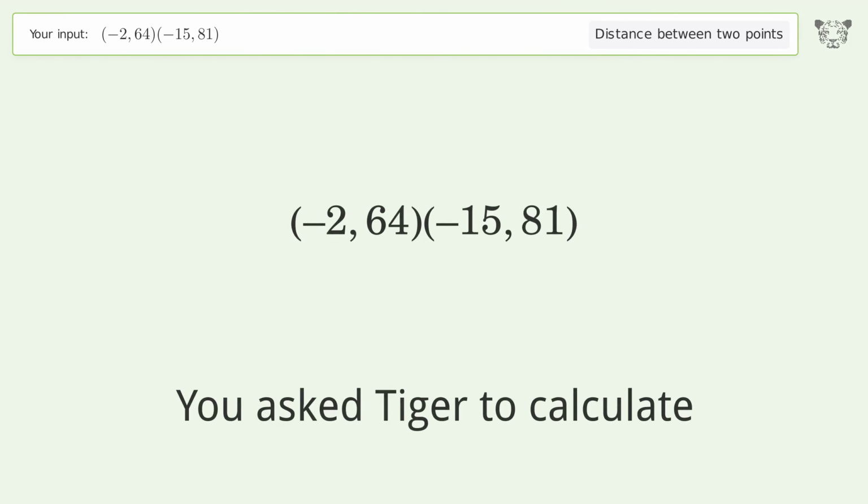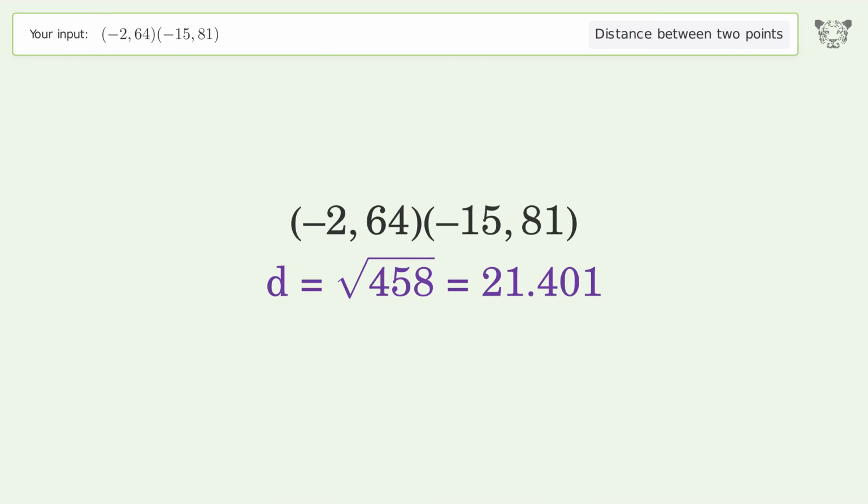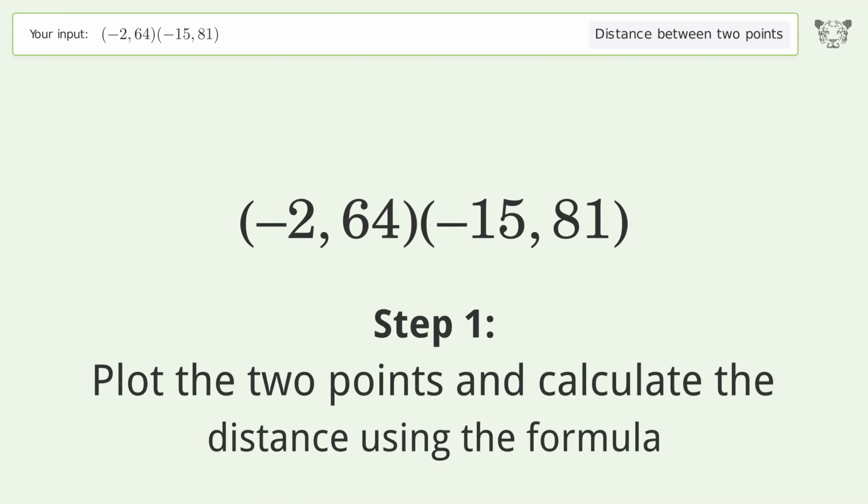You ask Tiger to calculate. This deals with the distance between 2 points. The distance between the 2 points is the square root of 458, or 21.401. Let's solve it step by step. Plot the 2 points and calculate the distance using the formula.